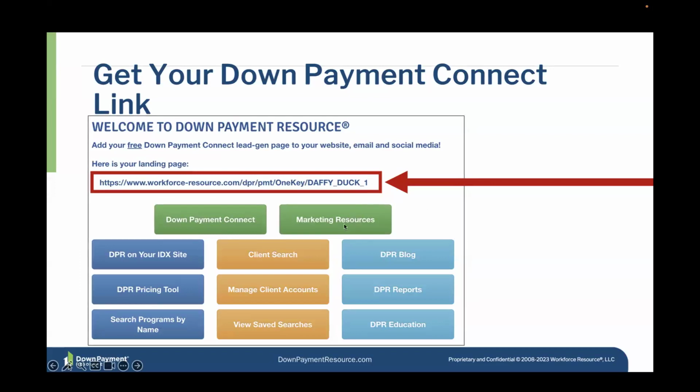So you'll see the marketing resources, the green button on the right. That is access to links, to customizable flyers, graphics, video tutorials, our Facebook group, Down Payment Insiders, and a whole lot more. I'll show you that. And then you also have a number of other tools and resources, particularly those in dark blue on the left.